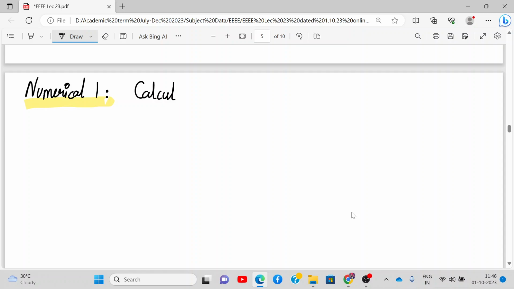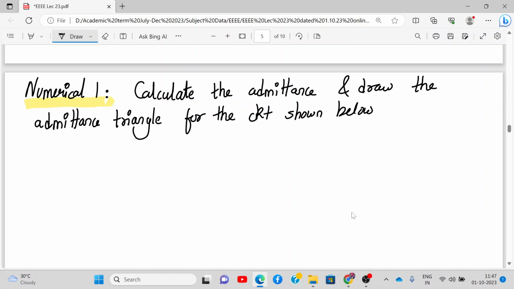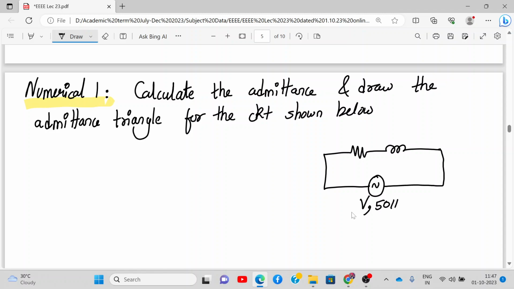Calculate the admittance and draw the admittance triangle for the circuit shown below. Admittance triangle for the circuit shown below. Okay, this is my circuit. I have R and I have L. We are just learning the admittance method. V is not given. It's only given 50 hertz.